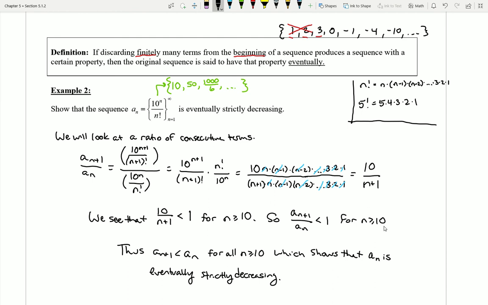Notice, though, you can see that if n was the number 9, then this would come out exactly equal to 1, which means that a number 10 and a number 9, when divided, would have to equal 1 exactly, which actually makes a lot of sense here. You could even go ahead and write out in detail what a number 9 and a number 10 are and see that they actually are indeed the same value. This here, though, concludes the argument that we need for this particular question. We have shown that this is going to be an eventually strictly decreasing sequence.